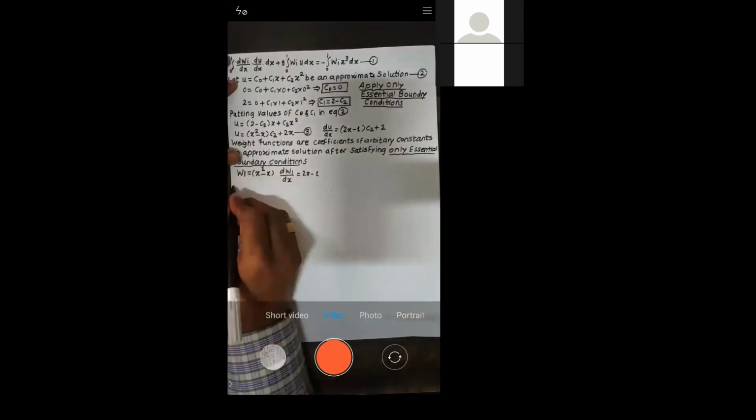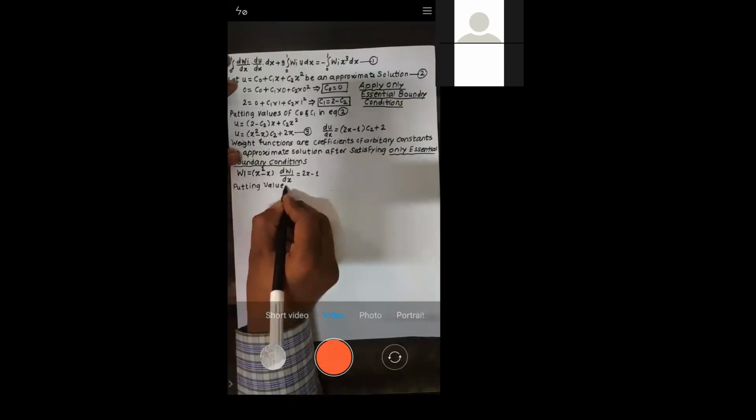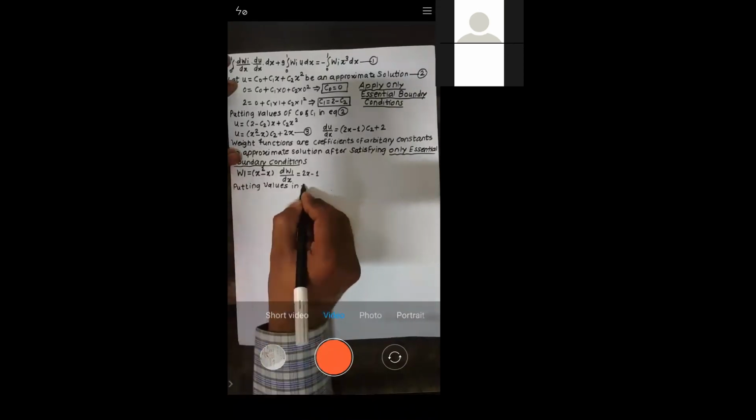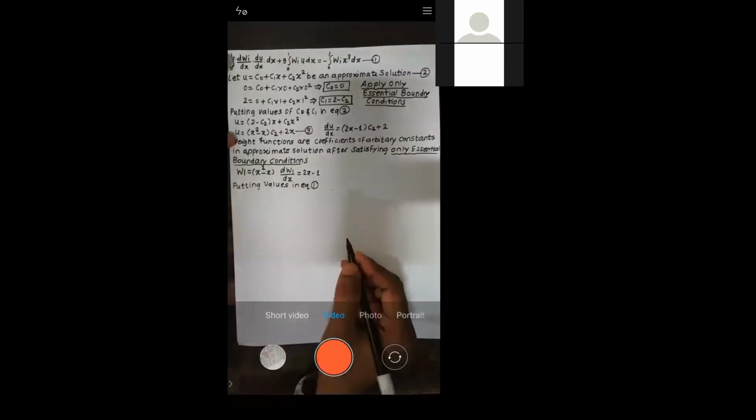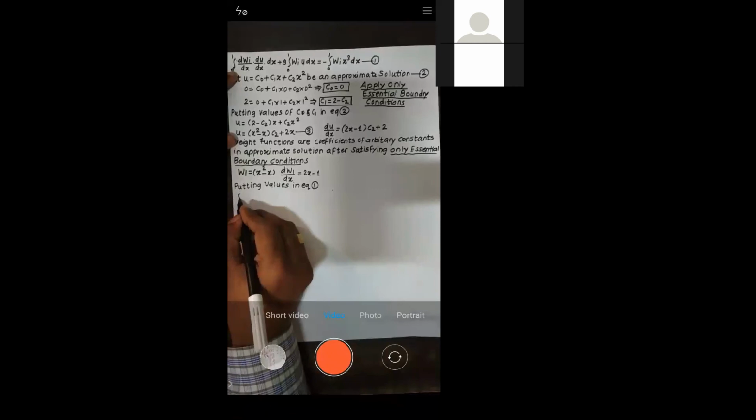Now what we will do is, now we'll put this value in this equation number 1. So I'll write down, putting the values in equation number 1. Let me put these values in equation number 1. So I'll write down 0 to 1.